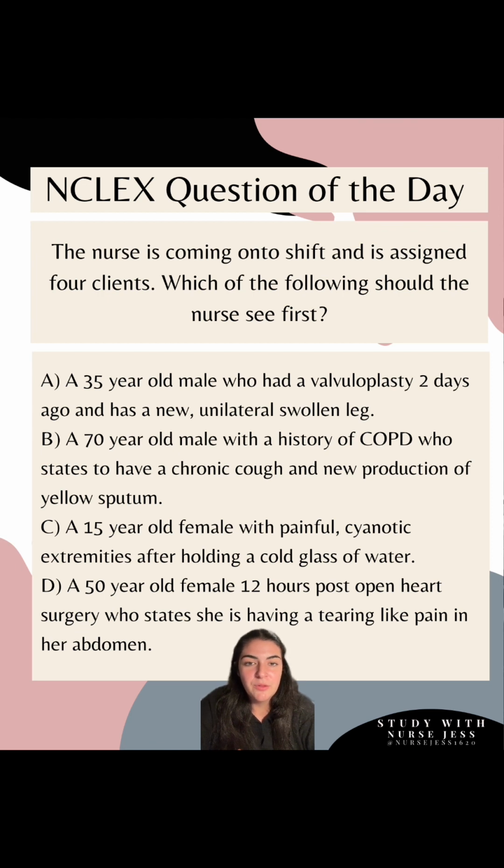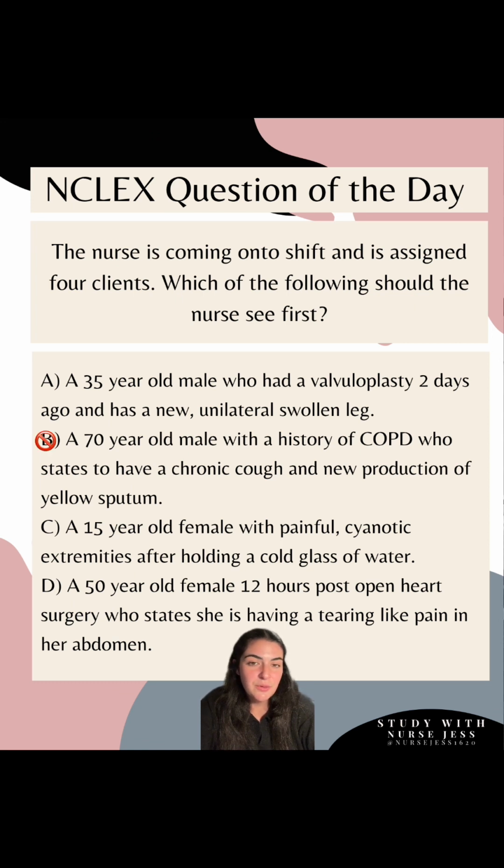Option B, a 70-year-old male with a history of COPD who states to have a chronic cough and a new production of yellow sputum. So COPD is chronic. It says it in the name, chronic obstructive pulmonary disorder. I am going to expect that this patient would have a cough, and if they're presenting with a new production of yellow sputum, then I'm thinking that they're having an infection, like an upper respiratory infection. However, this patient isn't in acute distress. They're not unstable, so this is not my priority.